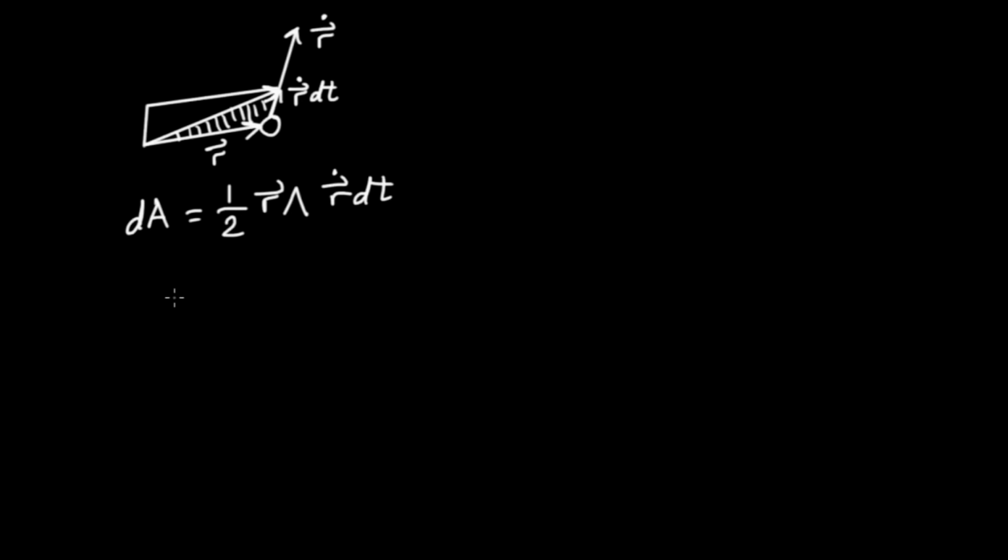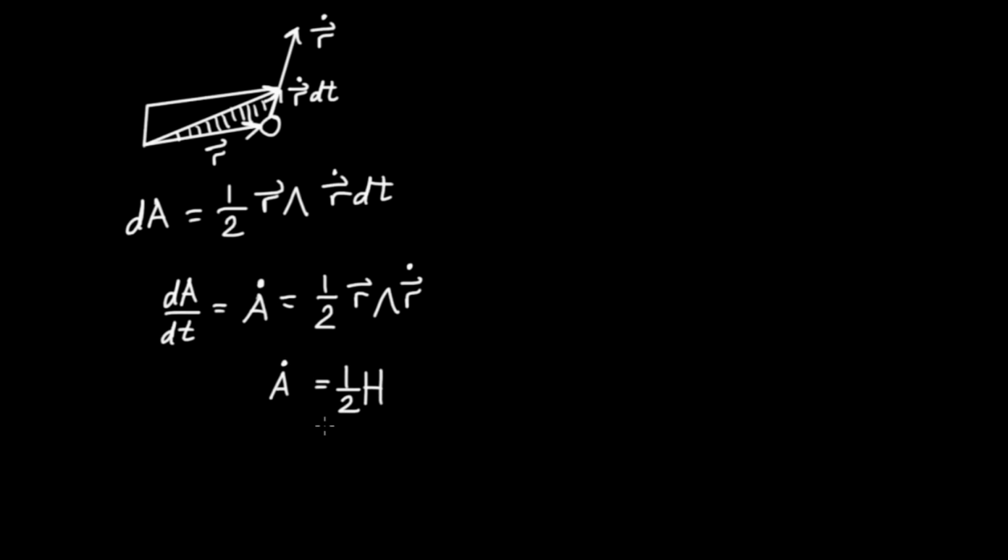And what I'm going to do is divide both sides by dt. So I have the time rate of change of the area, which I'm also going to call A dot, given by 1/2 r wedged with r dot. Now, what we just found is that this quantity, r wedged with r dot, was a conserved quantity. It's just a constant, which we'll just call h. So we have that A dot is equal to a constant.